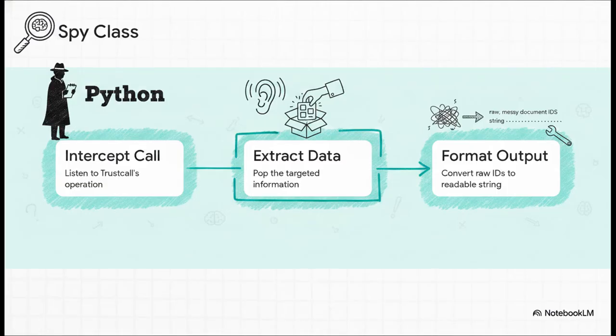Now, because memory handling is so critical, we absolutely cannot just trust a black box. We need to know what's happening, so we build a spy class in Python. It's basically a literal detective sitting inside our code, following 3 exact steps. First, it intercepts the call, listening closely to TrustCall's operation in real time. Second, it extracts the data, popping out the exact targeted information. And third, it formats the output, converting all those raw, messy document IDs into a clean, readable string so we can easily review what just changed.